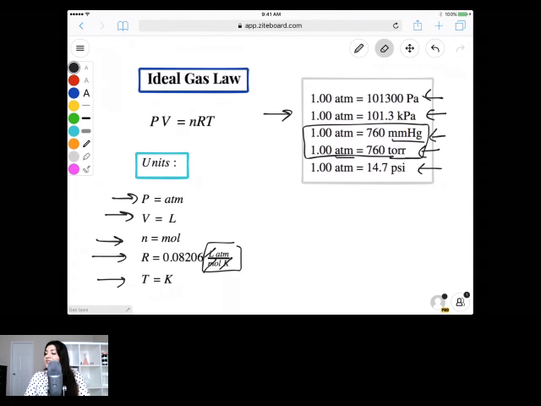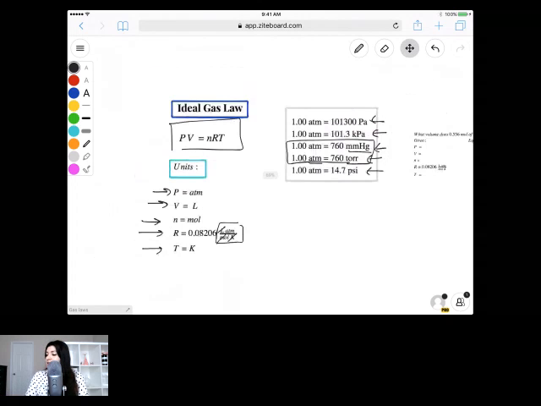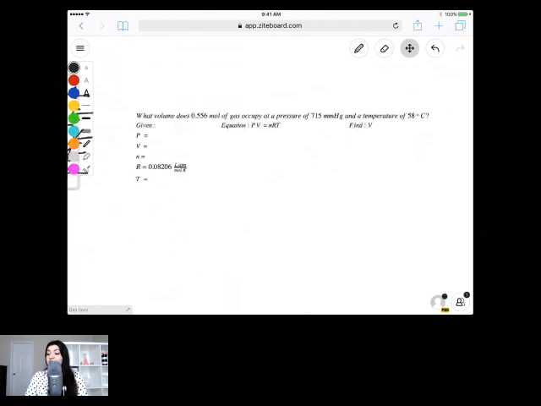Our ideal gas law is PV equals nRT. You will keep using this a lot, so much. It doesn't go away. All right, let's try one.